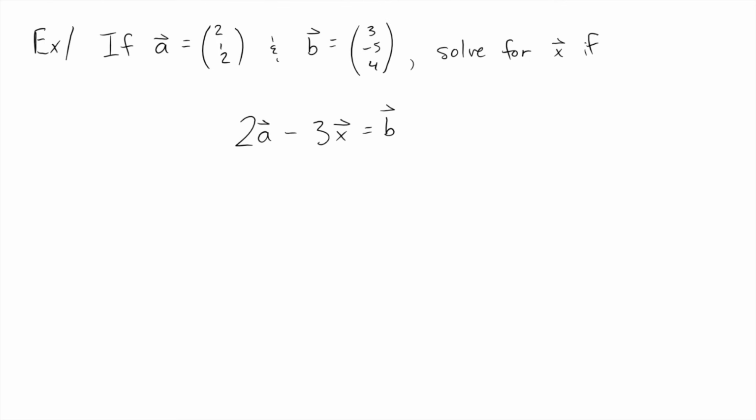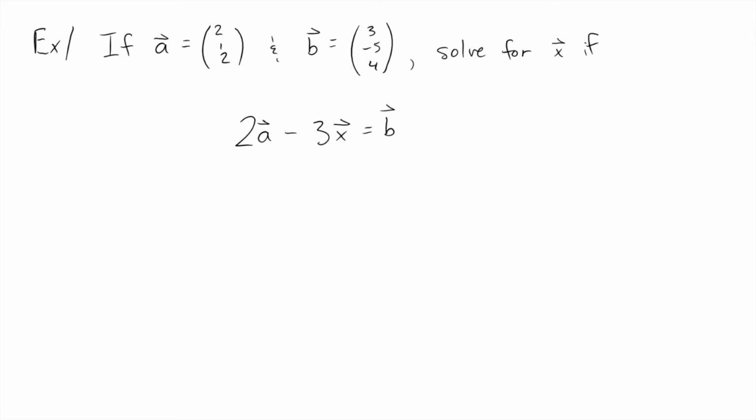As our final example in this video, I wanted to actually look at solving equations that involve vectors. So here I give two vectors. A is the vector 2, 1, 2, and B is the vector 3, -5, 4. And I want to solve for the vector x if I know that 2a minus 3x is equal to b.